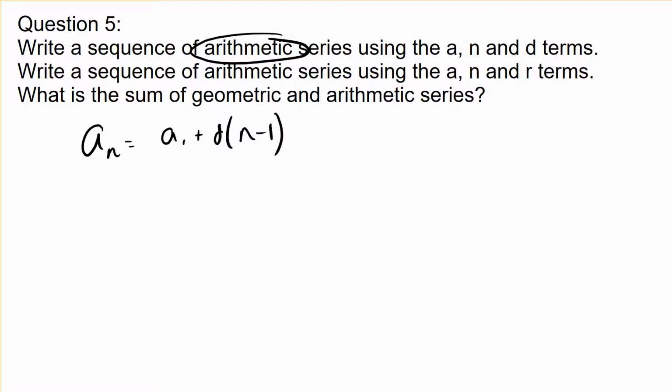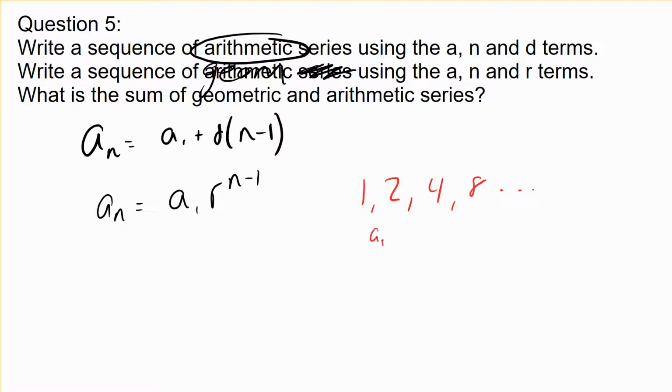Okay, and then write a sequence of a geometric using a, n, and r. So that one is our a_n equals a_1 r to the n minus 1. And what does that mean? That means if I have a geometric like 1, 2, 4, 8, ... I know that my a_1 is 1 and my r is 2. So then I double check. 1 times 2 to the 1 minus 1 gets me 1 times 1, checks out.